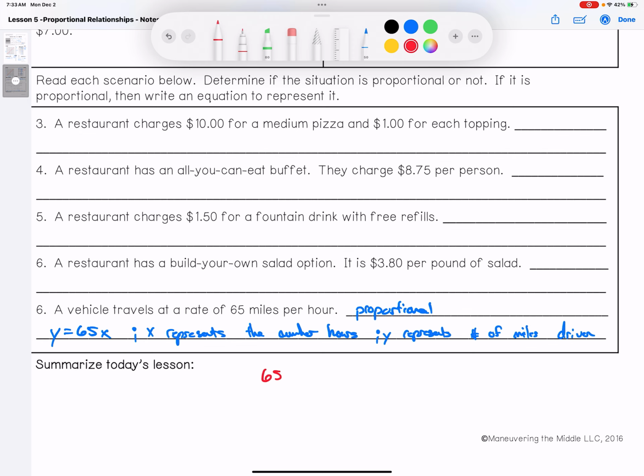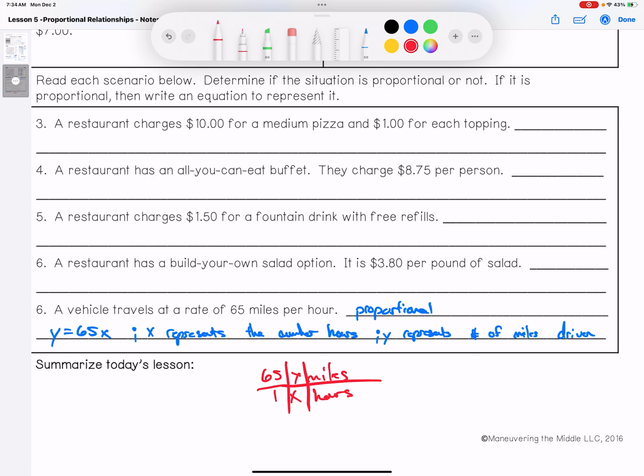If 65 is the rate of change, that is 65 over 1. It is Y over X. 65 is miles, 1 is hours. So you can figure out what they mean that way, by figuring out which one is Y and which one is X, by putting it into the ratio.